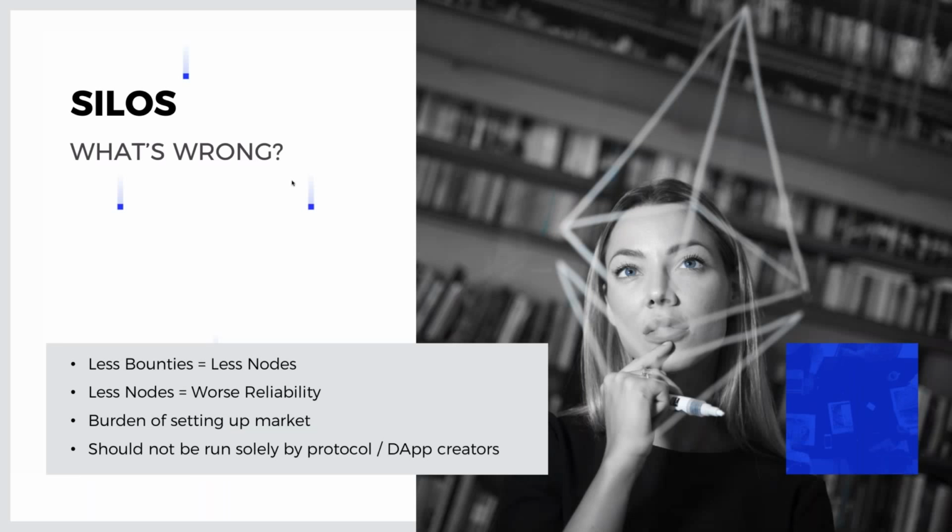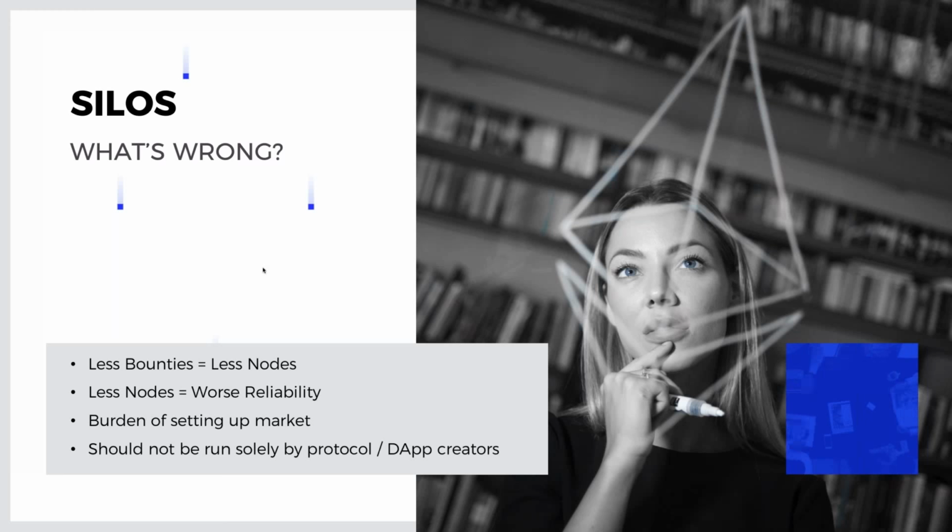Essentially, I think we are creating silos for those execution markets, so fragmentation around those markets. And as we know, the amount of nodes is proportional to the amount of bounties, and fewer nodes means worse reliability. Also, these kinds of markets are not trivial to set up. You need to incentivize, you need to build your community, you need to teach people how to run the time nodes, how to run the execution agents.